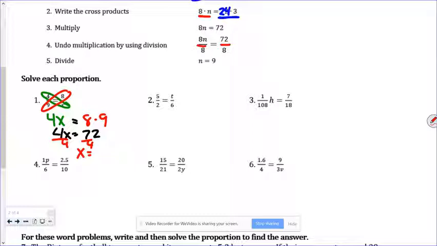All right, so when we divide 72 by 4, you might need your calculators for this one. There's some decimals and stuff coming up as well. You should get x equals 14. Okay, so that's a basic proportion example. Now I'm going to show you number 3. It looks a little different.